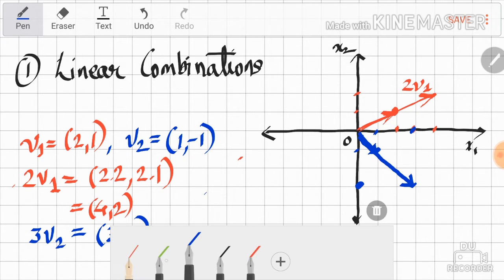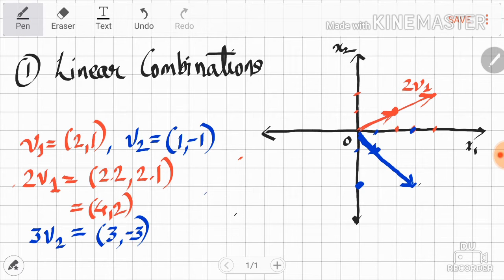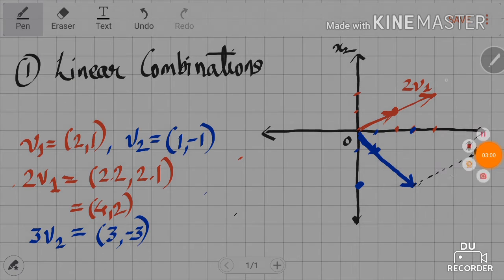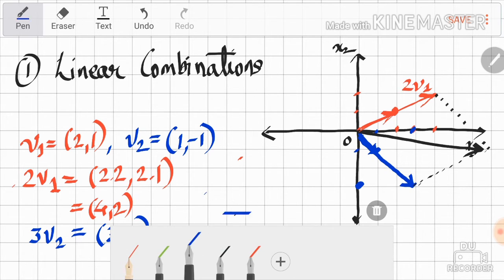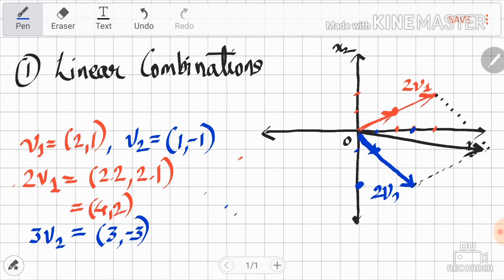As we know by the parallelogram law, we can make a parallelogram, and the diagonal of the parallelogram will be the resultant vector. This new resultant vector is called the linear combination of the vectors v1 and v2. So this is your 3 times v2, and this is your linear combination. So we can also theoretically find out what our v is.